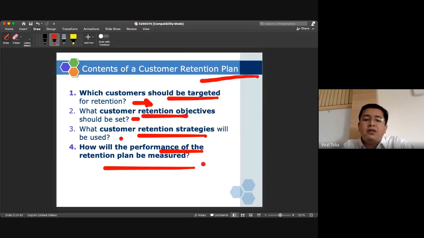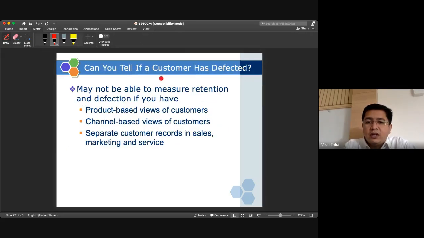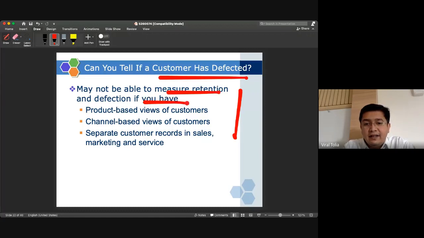That is, you want your customers to stay with you for a longer period of time. So can you tell if a customer has defected or not? You may not be able to measure the retention and the defection if you have not set this up.